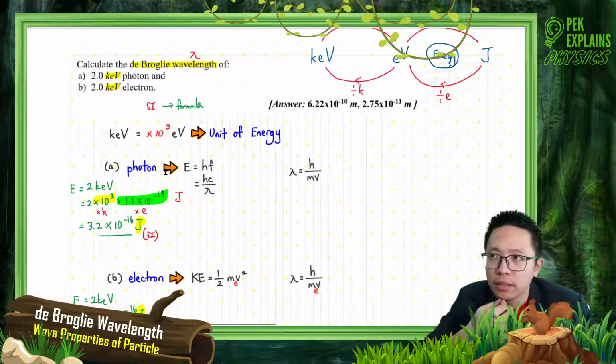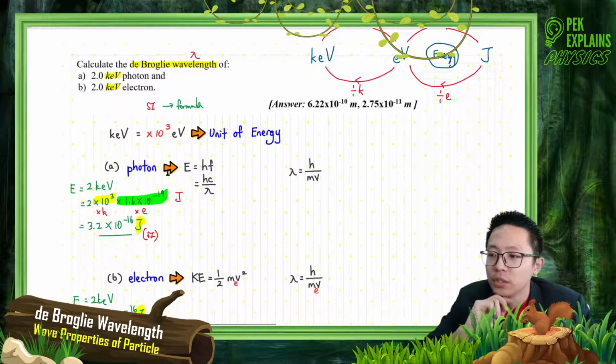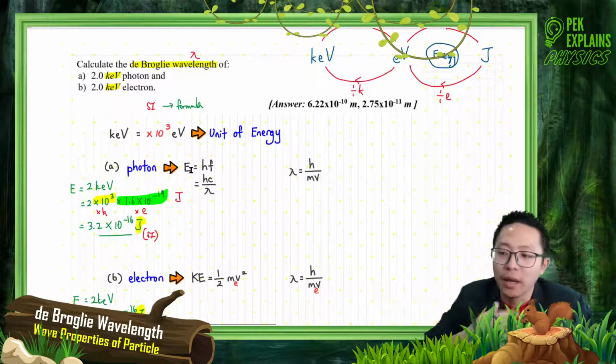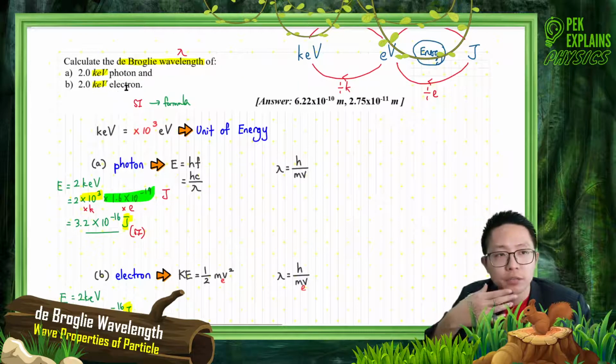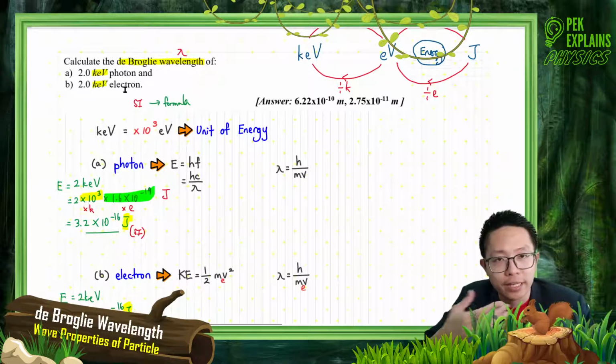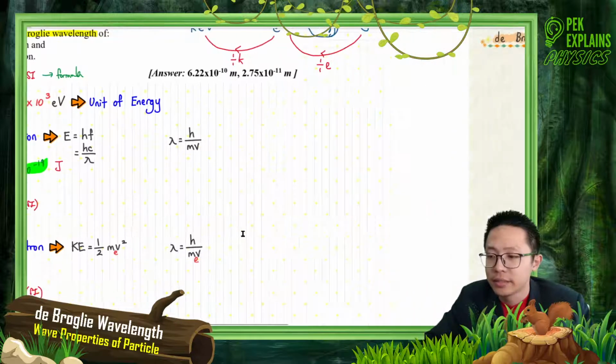What is the formula for the energy of a photon? E equal to hf. Still remember? How about the electron? What is the formula for the energy of an electron? The kinetic energy, which is half mv square. Still remember about this one?